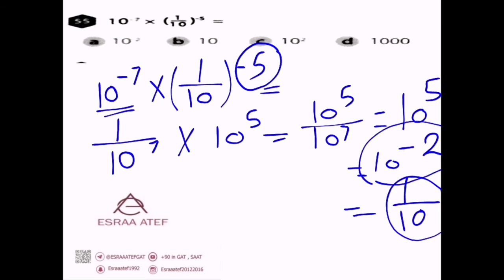Okay, so which one will we choose? They are the same. Okay, they are the same. Okay, so we will look at the choices. If we have this one or this one. Here we have 10 power by negative 2.